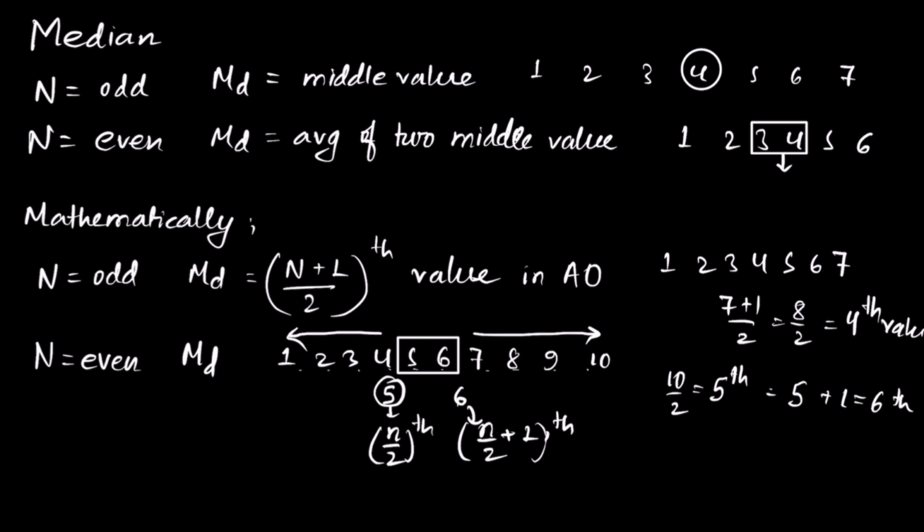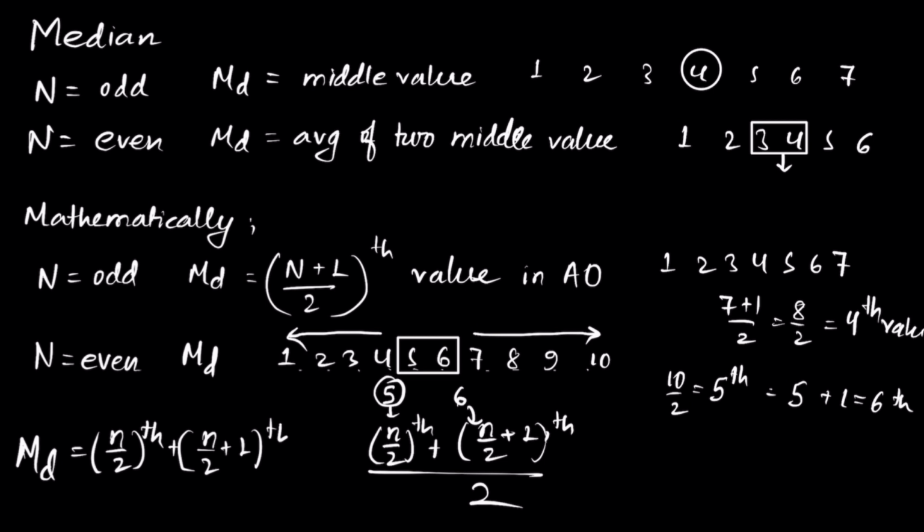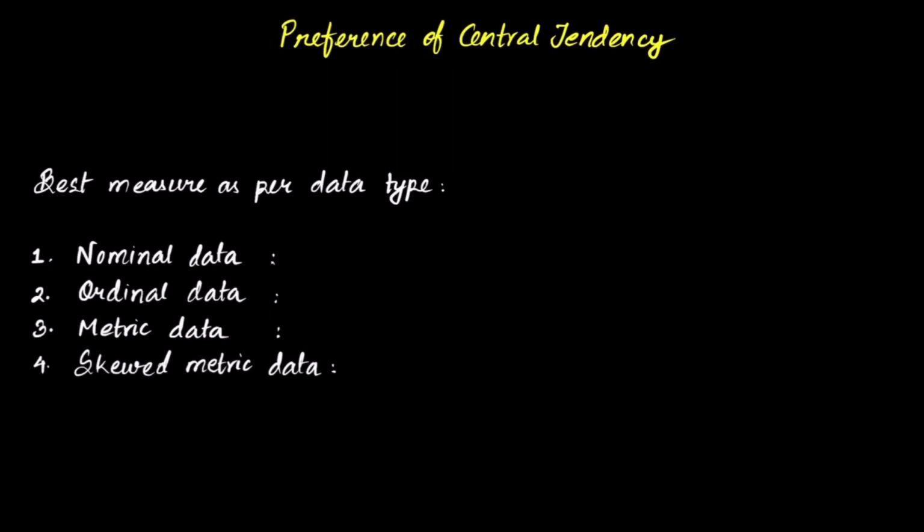Now, obviously, I said that median needs to be a single value. For that, you need to find the average of these two. So the median comes out to be the n by 2th plus the n by 2 plus 1th value, divided by 2, in ascending order.